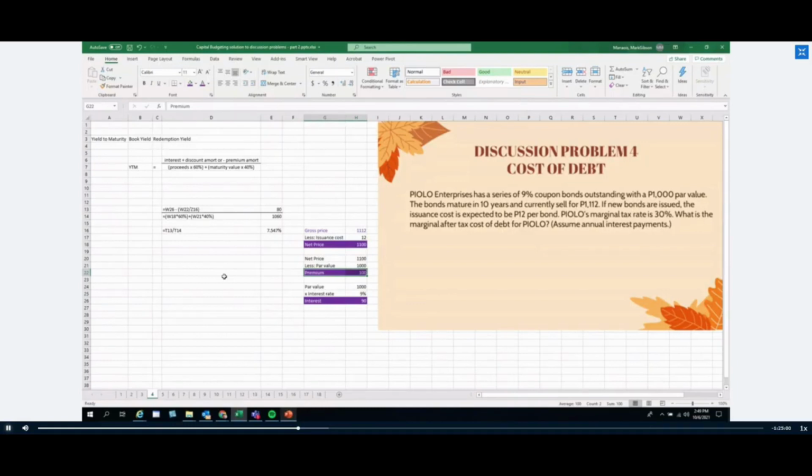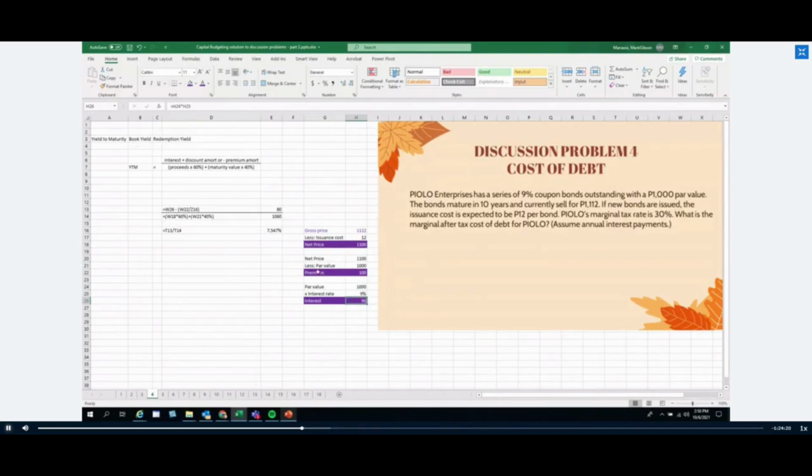Now, let's also compute the interest. Kasi later on, I'll be providing you with another set of formula to compute for the yield to maturity. Kaya iniisa-isa lang muna natin yung mga given. So we have the par value of 1,000. Again, this is given. Multiply by the interest rate. Wag magpapalito. This is still the interest rate. The marginal tax rate is 30%, but the interest rate is 9%. So 1,000 multiplied by 9%, so that's 90.